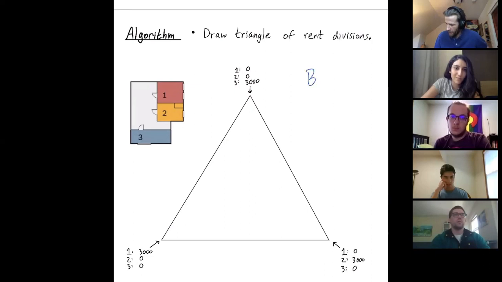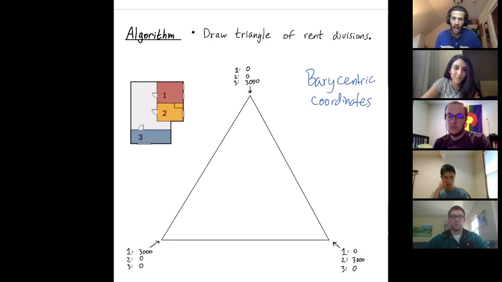The topology language behind here is we're using barycentric coordinates. So to specify a point in the plane, you only need 2 coordinates, an x and a y coordinate. But here for convenience, we're going to have 3 coordinates to specify a point in this triangle. And the sum of the 3 coordinates is always going to be equal to 3,000, the total rent. So that's the redundancy in our coordinate system.